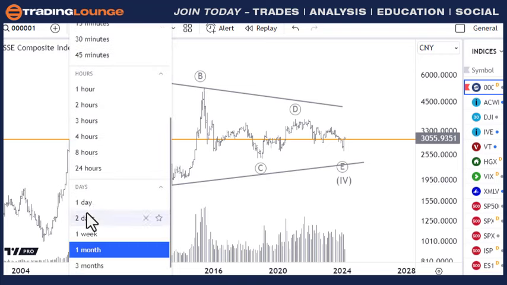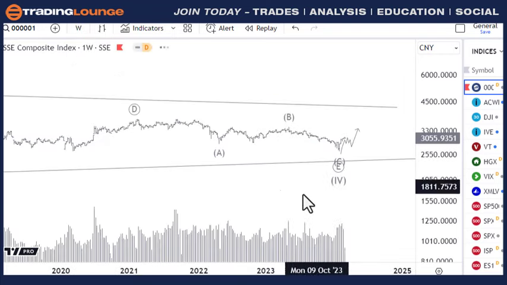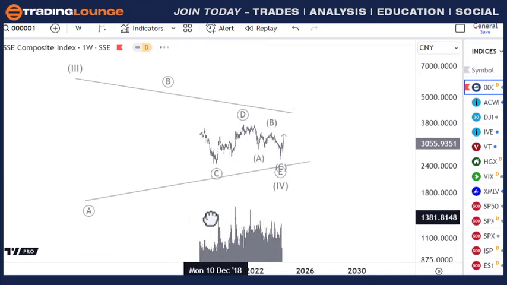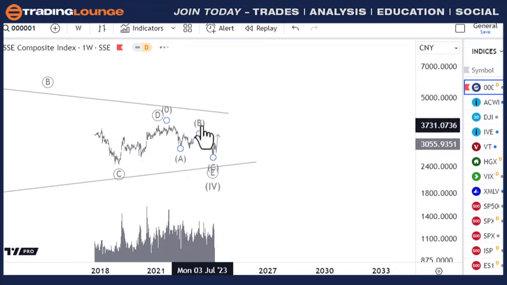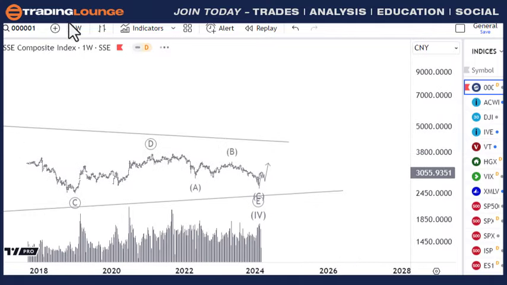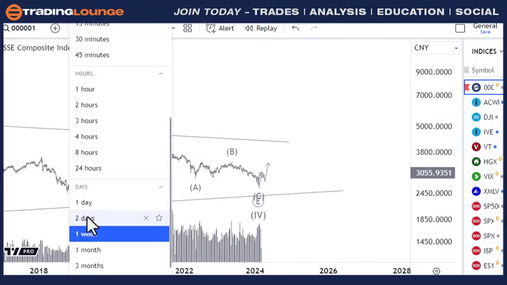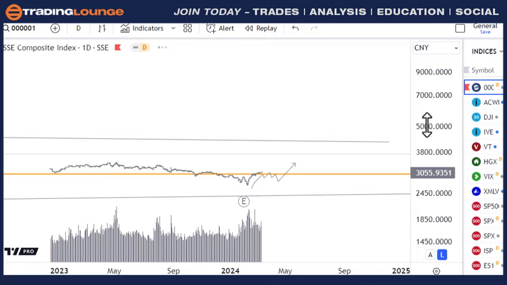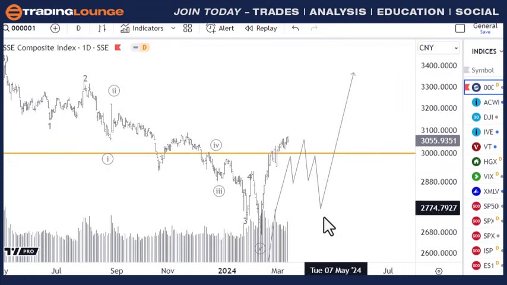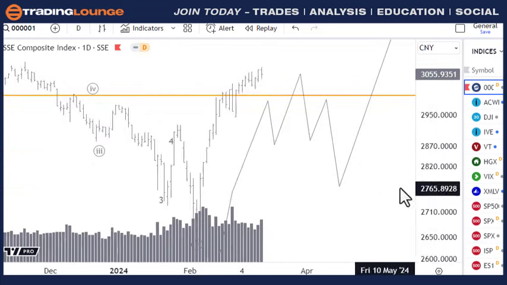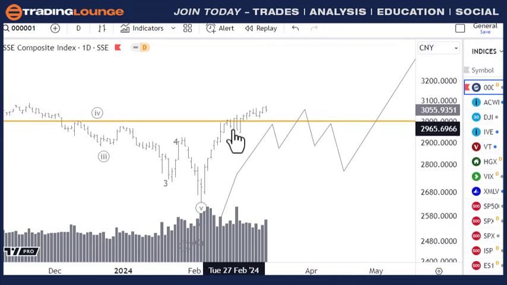So just going into the weekly chart here for a moment. We've got this triangle pattern here. We've got the A, B, and C here. And I'll just go into the daily now to have a look at this level here. So it's taken a little while. We can see a couple of things here. I can see this little reverse triangle pattern here. So that will be a wave four.